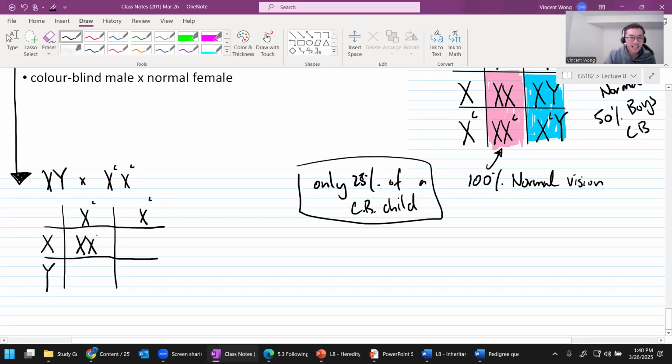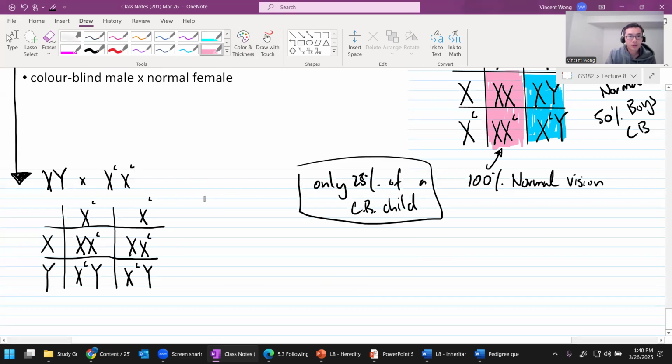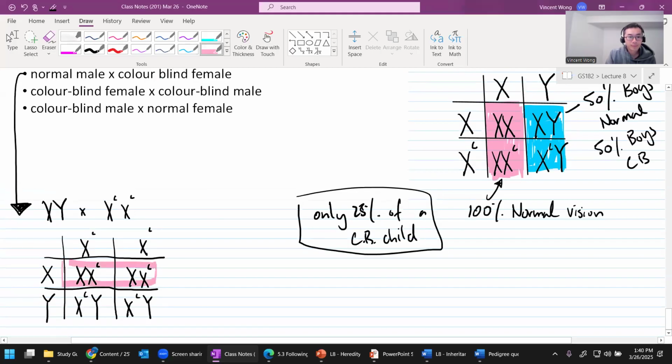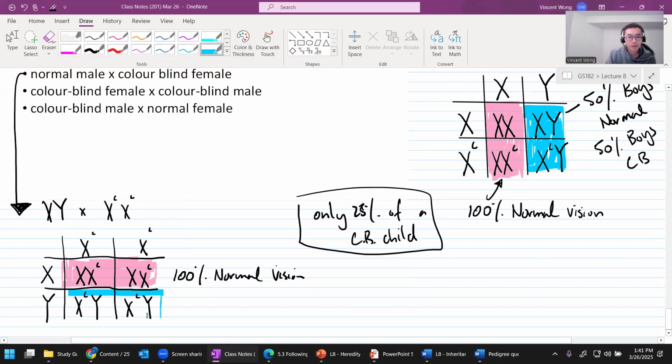So we're gonna have XXC, XXC here, and then over here. All right, so let's look at the girls. Are the girls going to be okay? Looks like it. Here are the girls. They're okay. They're all carriers, but they don't have color blindness. 100% normal vision. And then for the boys, 100% colorblind.